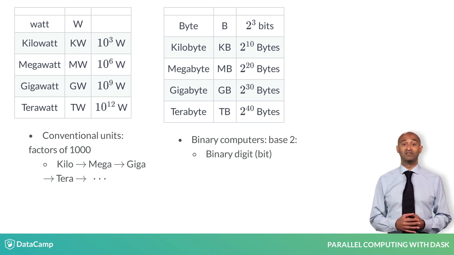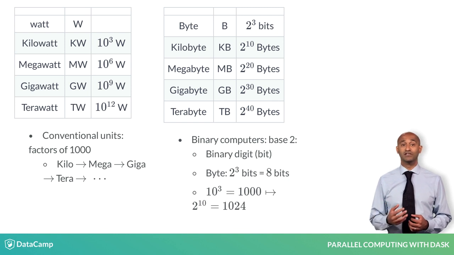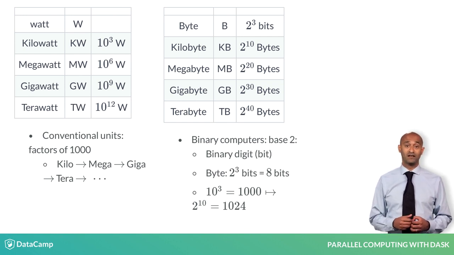So with data, it's conventional to use kilo, mega, giga, and tera to scale units up by 2 to the power 10, or 1024, because that's almost 1,000. Then a kilobyte is 2^10 bytes, a megabyte is 2^20 bytes, a gigabyte is 2^30 bytes, and so on.